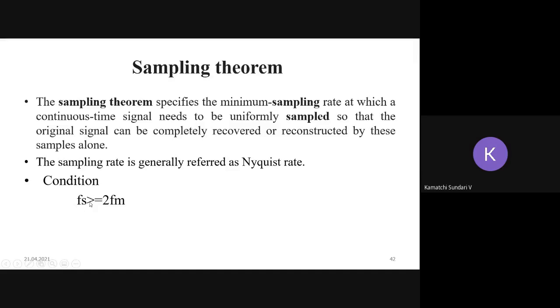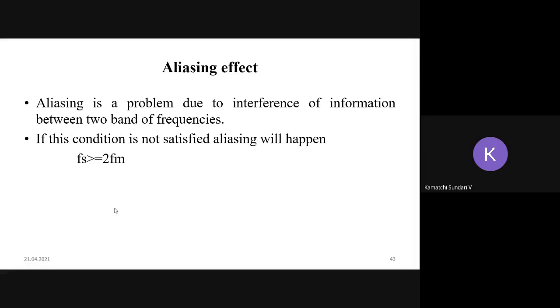If we have many frequencies available in our signal, then out of those we have to find the maximum frequency. With reference to that, you have to calculate your sampling frequency. So the condition for the sampling frequency is Fs is greater than or equal to 2 times Fm. With this condition, we are able to recover our original signal.